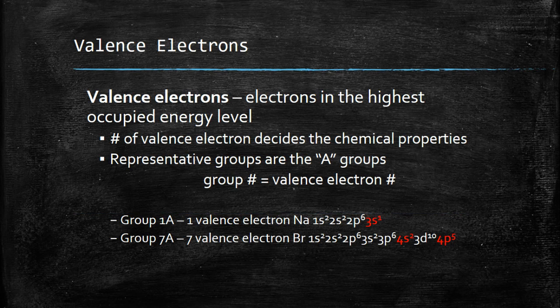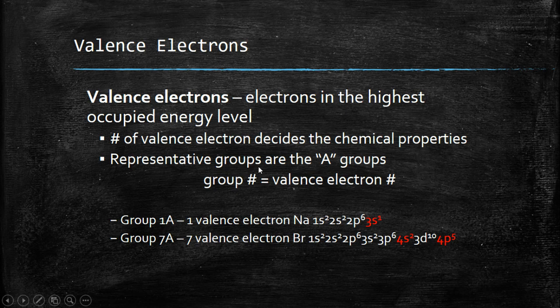So first and foremost, let's talk about valence electrons, because these are what make ions. The valence electrons are the electrons in the highest occupied energy level. And occupied energy level just means it's the highest energy level that has any electrons in it. It doesn't have to be full. So if you look at what we have here on the screen, you'll see that the number of valence electrons decides the chemical properties. So that's a reason that these are very important, because the closer that they are to having the number of electrons of a noble gas, kind of the crazier they get.